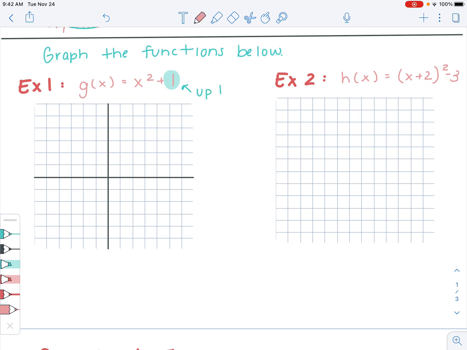So if I had my parent function, which is just x squared, I want to physically take the vertex and move it up 1 point and redraw my graph. This would be my g of x.